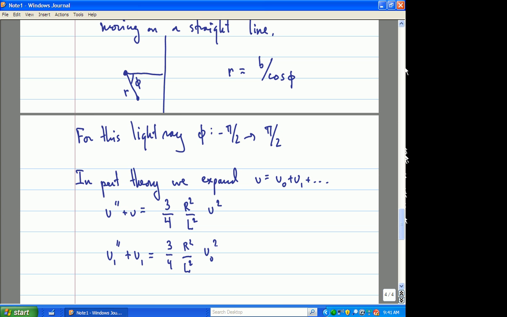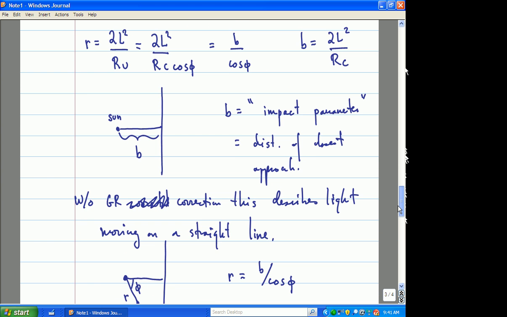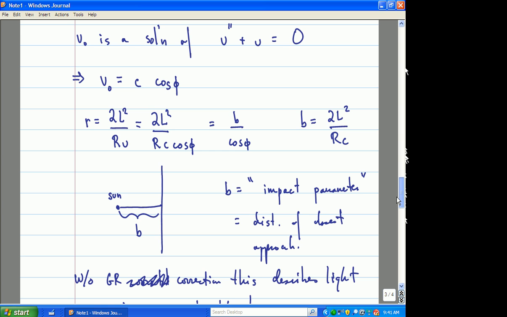Which, if we plug in our expression for u naught given above, so u naught, let's go look at what it was above. u naught was c cosine phi, or 2L squared over rb times cosine phi.